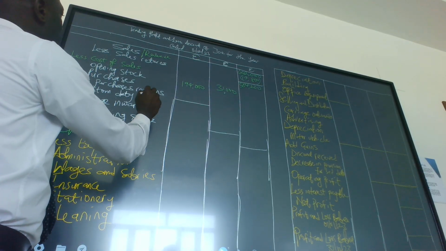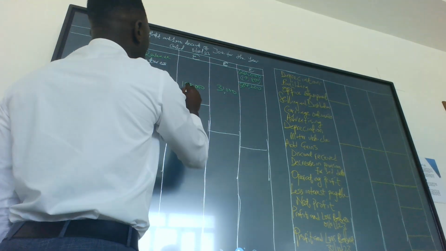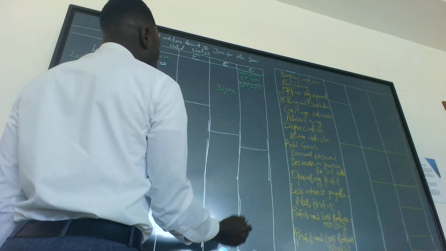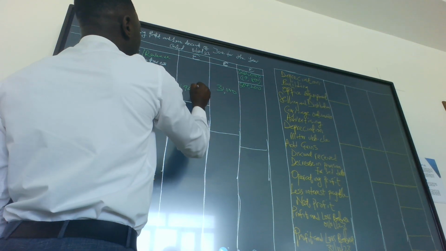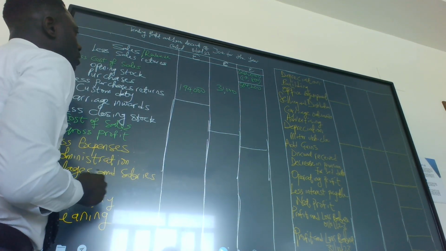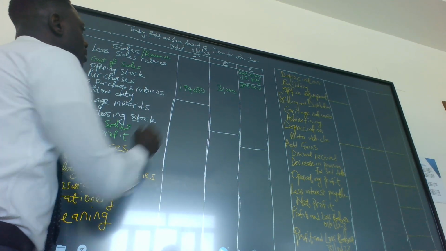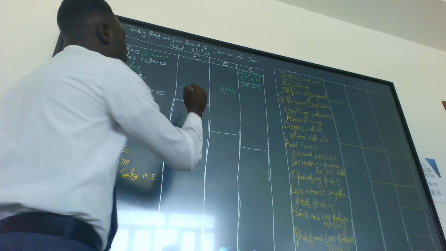Less your purchases. What's your less purchases? Sorry, return outward, right? Yeah, return outward. 6,100. 194,000, right? Yes. So what's your return outward? 6,100. Now take it away, please.